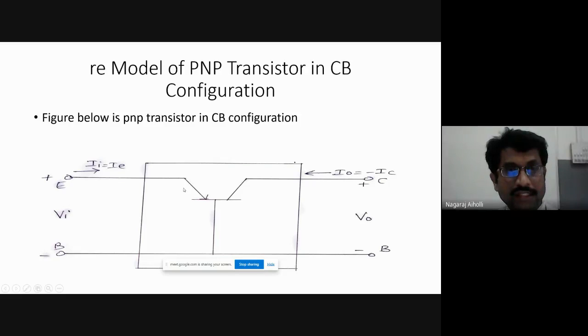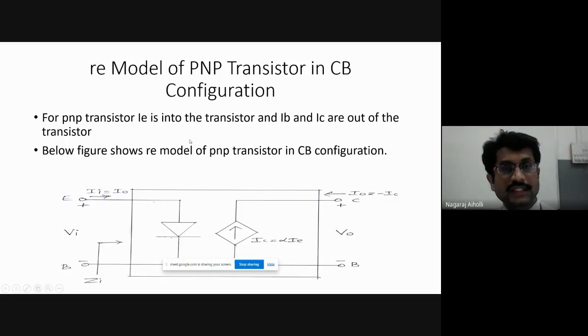For this PNP transistor, the two-port network is like this. Input current II is equal to IE. Input voltage is VI. It is again the common base configuration only. The base terminal is common between the input and output sections. Output current I0 is minus IC. I will come to why it is minus IC. This V0 is between the collector and base terminals.